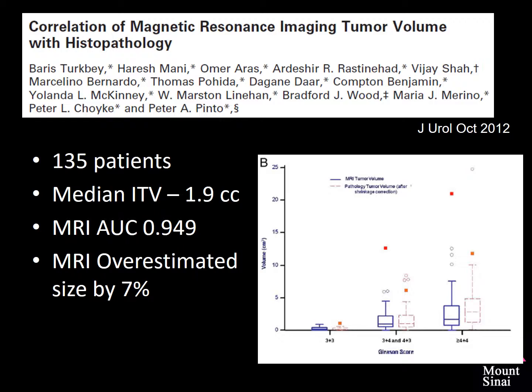Taking this into account, there was a recent publication at 3T without a coil, and they found that the MRI underestimates the size of the lesion by a significant amount. However, I think it's important to understand that when you perform an MRI at 3T with an endorectal coil, you do get better results, and I think the results between the two studies do support this conclusion.